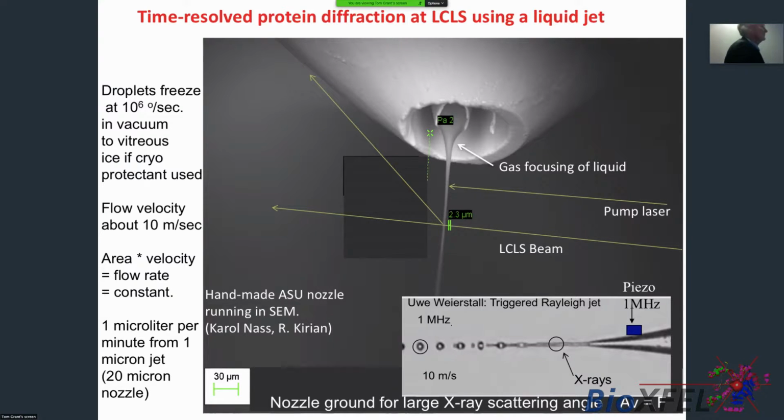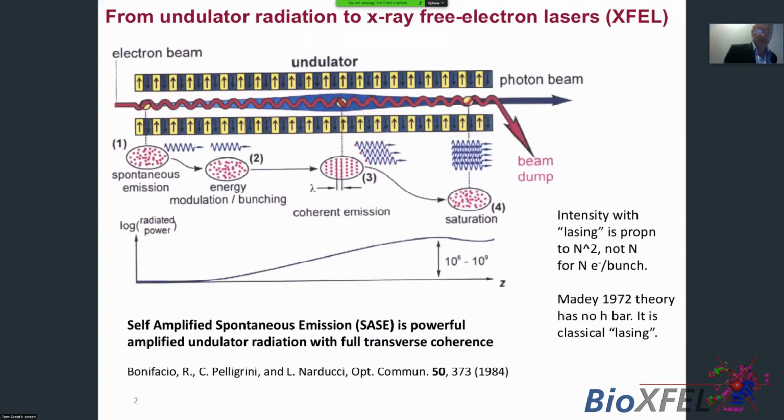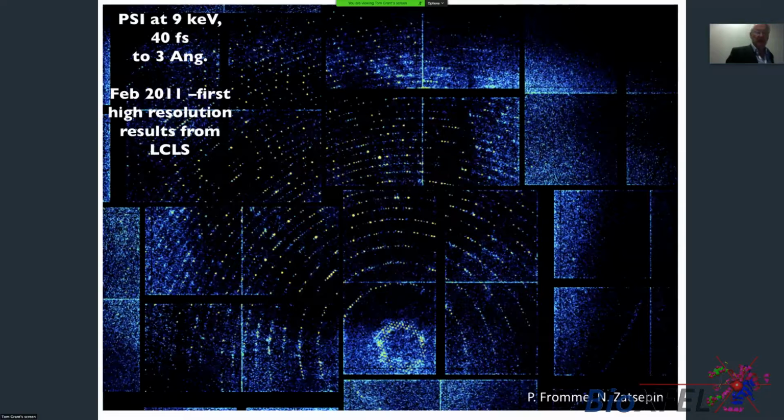And here's an old picture from Uwe Barstow showing this liquid stream breaking up into droplets. This is an early pattern where by chance, the crystals of course are in random orientations. A crystal of photosystem 2 from Petra Fromm's lab happened to be lined up by chance along the C-axis. So we got this nice symmetrical diffraction pattern going out to about 3 angstroms. And that was back in 2011. It was the first indication that we could get high resolution data by this method.